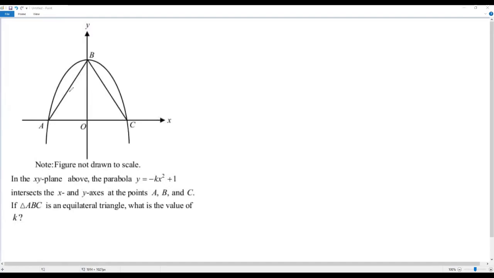Here we have a SAT math problem. Okay, let's go to the question. In the xy plane above, the parabola y equals negative kx squared plus 1 intersects the x and y axes at the points A, B, and C. If triangle ABC is an equilateral triangle, what is the value of k?